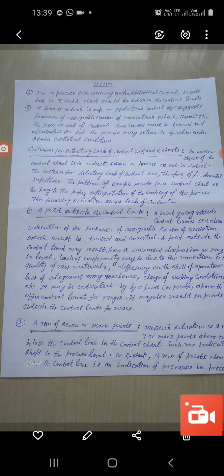Next is change of working condition. If working condition is changed, then the process may not be in statistical control, etc. It may be indicated by a point or by points above the upper control limits for range. It may also result in points outside the control limits for mean.